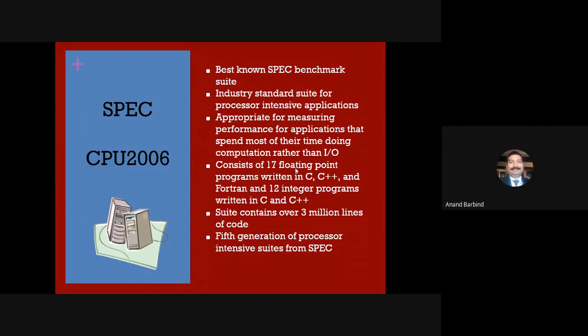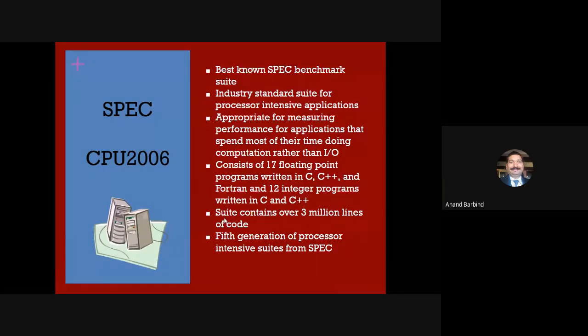Then it consists of 17 floating point programs in C, C++ and Fortran, and 12 integer programs written in C and C++. Okay, so it consists of a total of 29 programs. Of that, 17 programs make use of floating point numbers. Those programs are written in the languages C, C++, and Fortran, whereas the 12 programs use integer data, and they are written in C and C++.